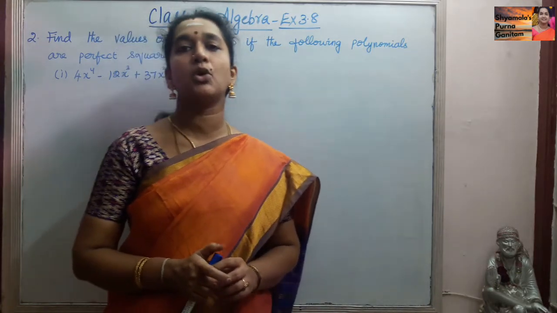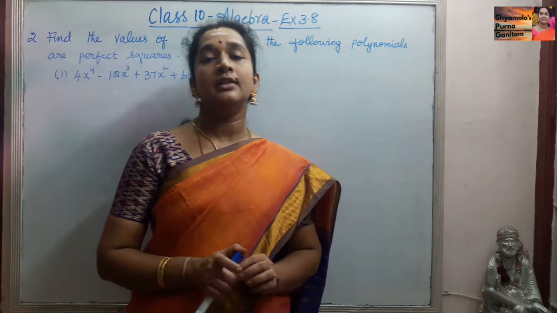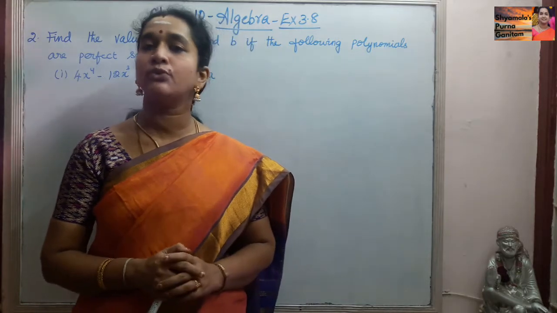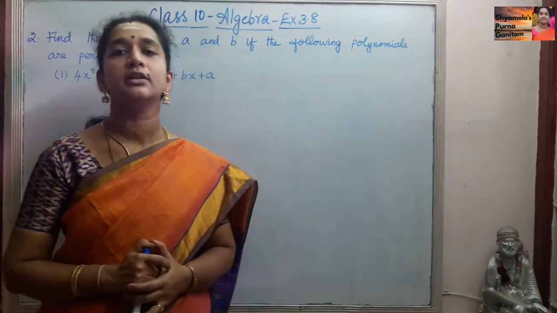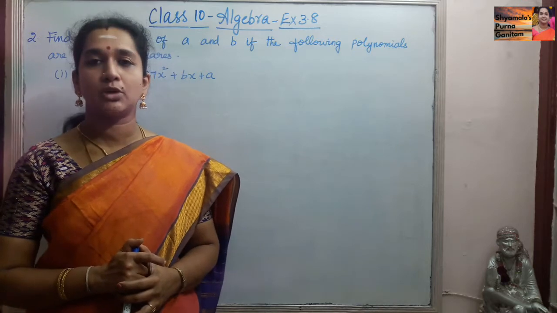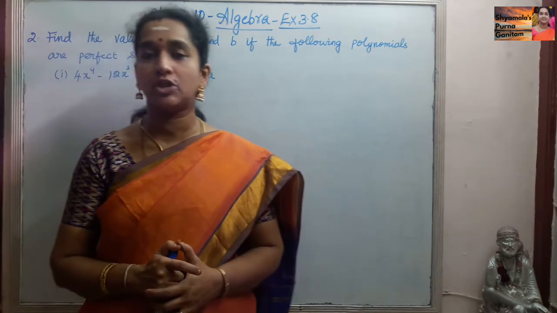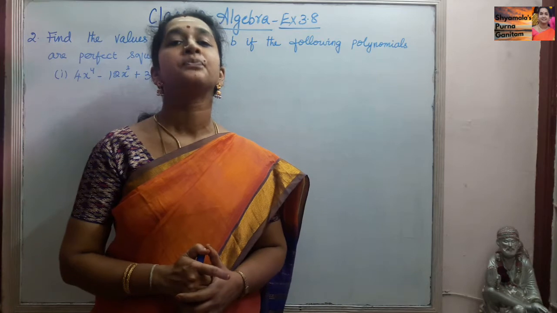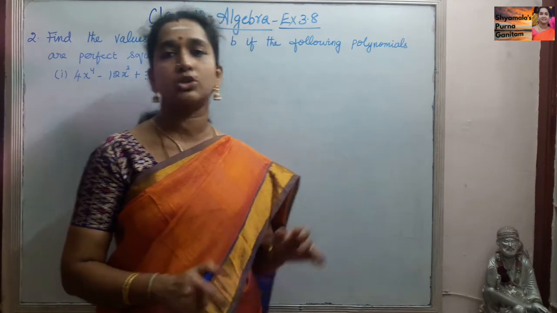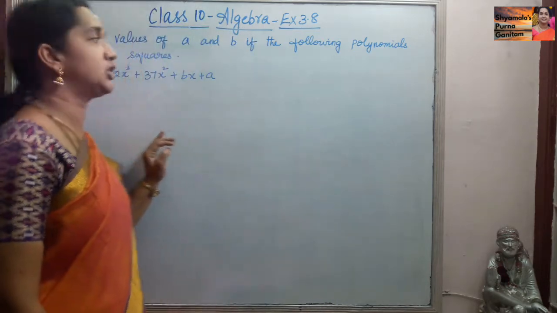Algebra exercise 3.8. In this exercise, in the first subdivision, 4 sums are there, and I have already completed them. The 4th sum, finding the square root using the long division method, I have completed already. I will give that 4th sum in the description box, you can check. Now the 2nd subdivision will start.